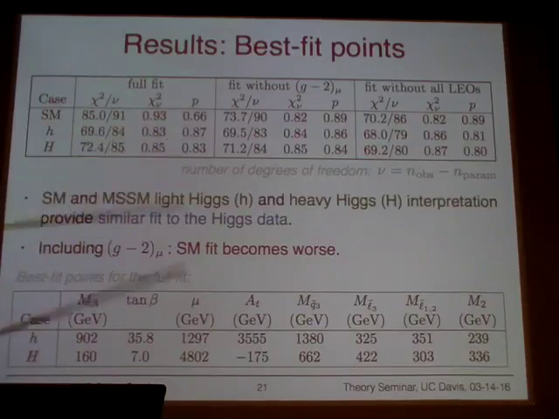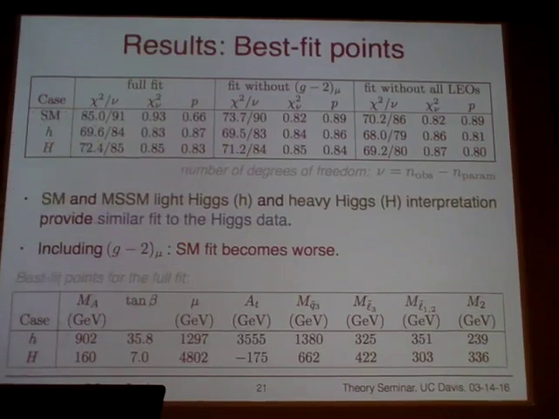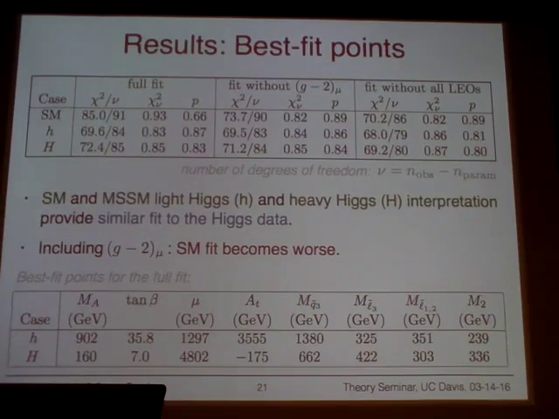But once we, of course, also include the g-2 observable, the standard model is well known to be in discrepancy with the observations by around 3 sigma. So this receives a huge penalty here, while both MSSM predictions can still give you an explanation of this observable.